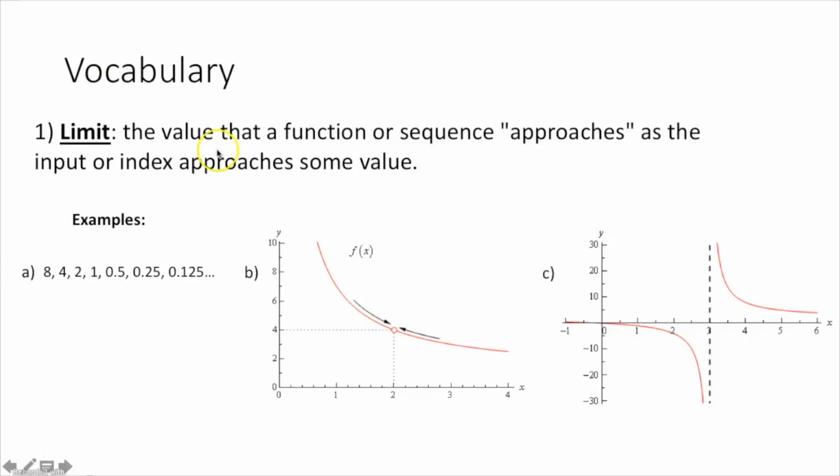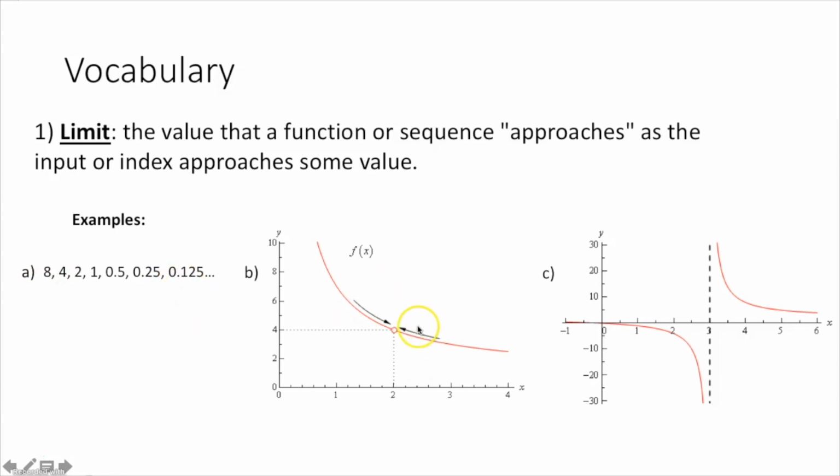First vocabulary term is a limit. That would be the value that a function or sequence approaches as the input or index approaches some value. So for part A, we have a sequence where we're starting with A and then each number is multiplied by half, or divided by 2. If you were to continue doing that, you would keep getting smaller and smaller numbers that would approach 0 but never quite get there, which means that the limit of this particular sequence would be 0.